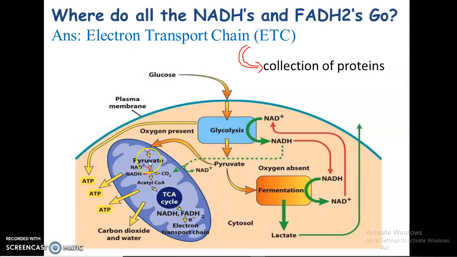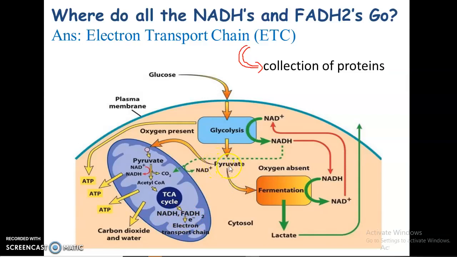Then the pyruvate will be converted into acetyl-CoA, and acetyl-CoA will enter into the TCA cycle. Then there will be production of NADH and FADH2. These FADH2 and NADH are the energy carrier molecules. That means there are a lot of ATPs within these molecules. The energy they are carrying is in the form of electrons. That is why the electron transport chain is important.